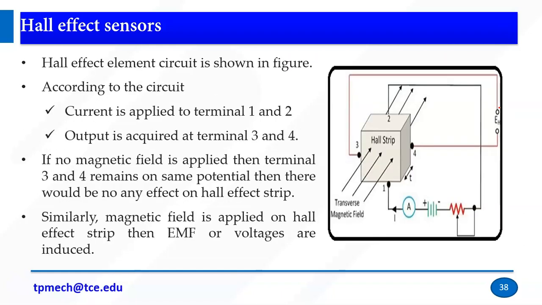So again, this is the pictorial representation of Hall effect sensors, right? The Hall effect element circuit is shown in the figure. According to the circuit, we have a Hall strip, which is an electrically conductive material. We have 4 terminals: 1, 2, 3 and 4. At 1 and 2 I am giving the electricity, so current is applied to terminals 1 and 2. At 3 and 4 I am taking the output.